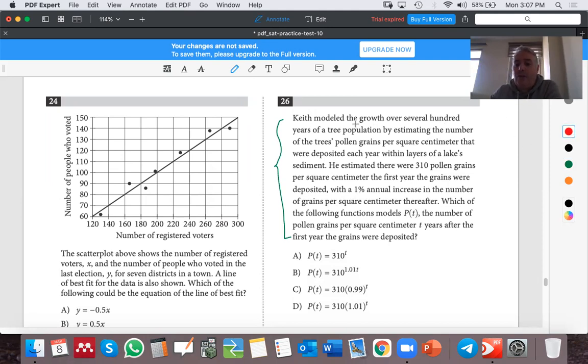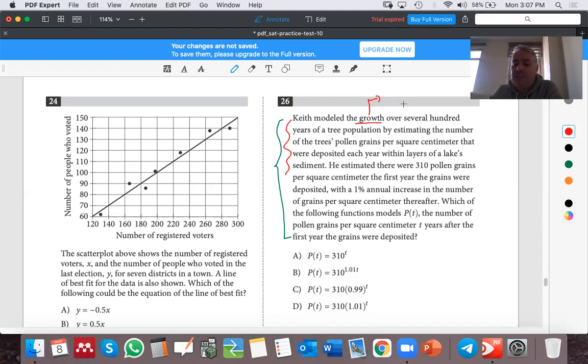Kate modeled the growth, as I guessed, over several hundred years of tree population by estimating the number of tree pollen grains per square centimeter that were deposited each year within layers of lake sediment. Till here, nothing is important. But I can tell you, since it says growth, when I write something in the parentheses, it must be greater than 1.